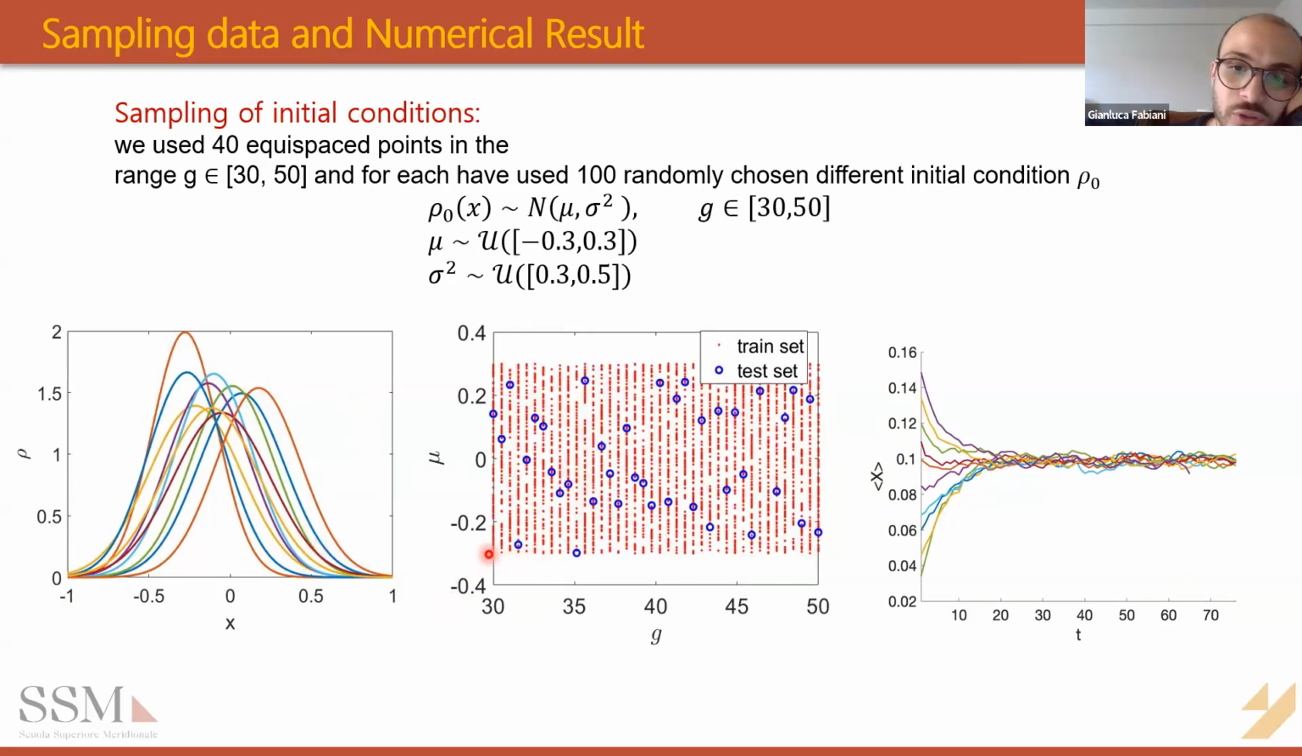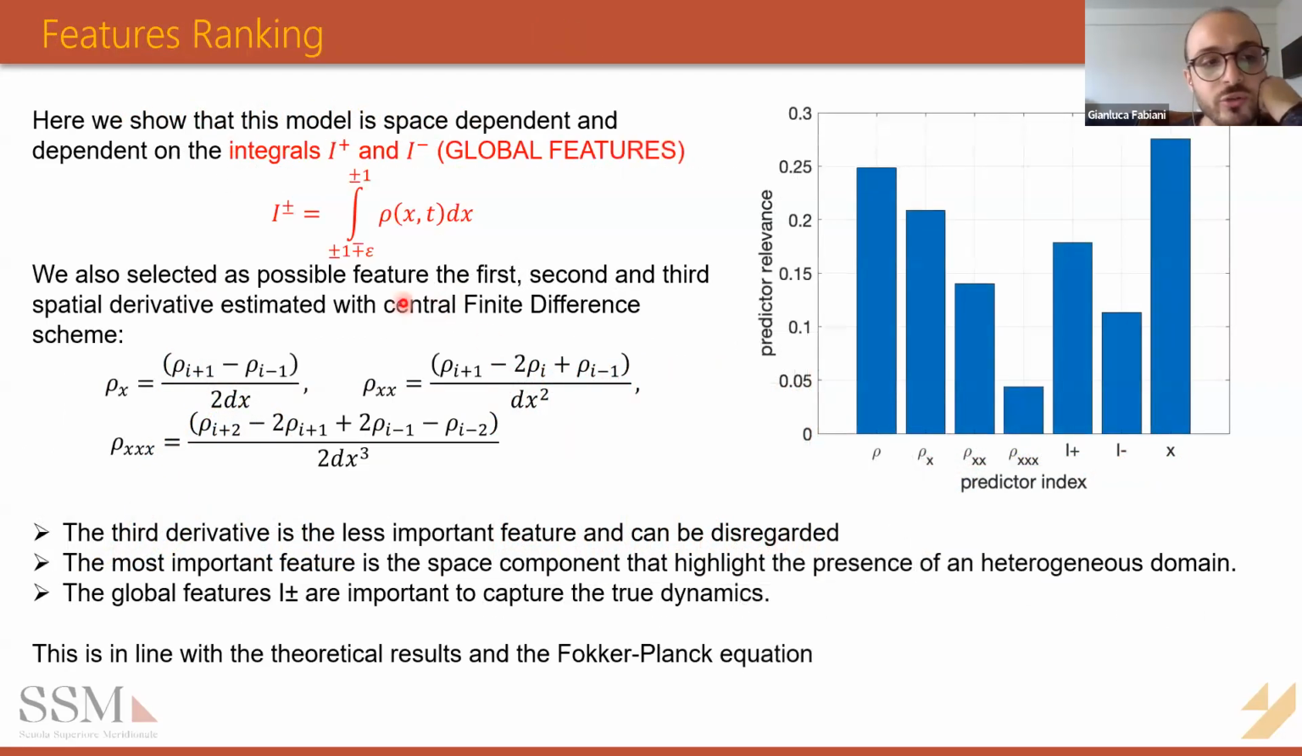So again, we used many different initial conditions. Each point is a different initial condition, and we run in time for a long time. This is just the preference state, but you can think that this is the evolution of the PDF in time. So we got features, for example, first partial derivative, second and third.